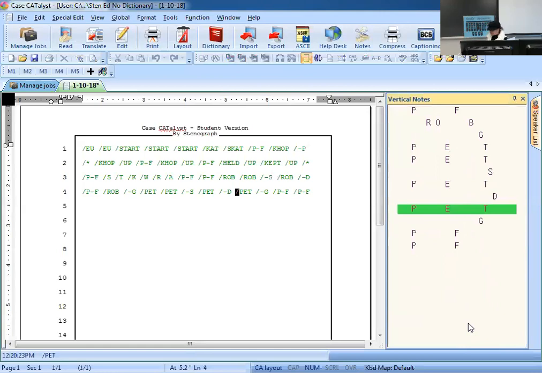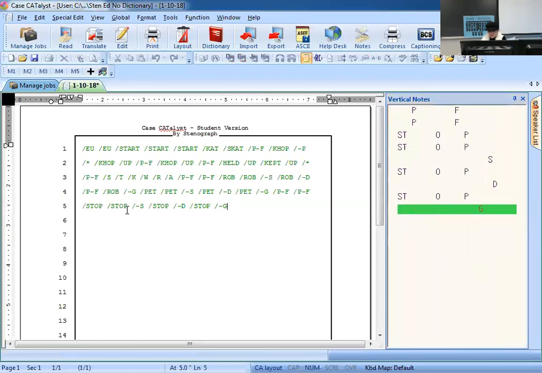So let's say it's stop, and then stops, S-T-O-P, come back final S. We've got stopped, S-T-O-P, come back final D. We've got stopping, S-T-O-P, come back final G. Okay, so stop, root word, stops, S-T-O-P, come back final S. You got to know that that goes with the stop word. Stopped, S-T-O-P, come back final D. Stopping, S-T-O-P, come back G. Okay, very important that you'll realize that.